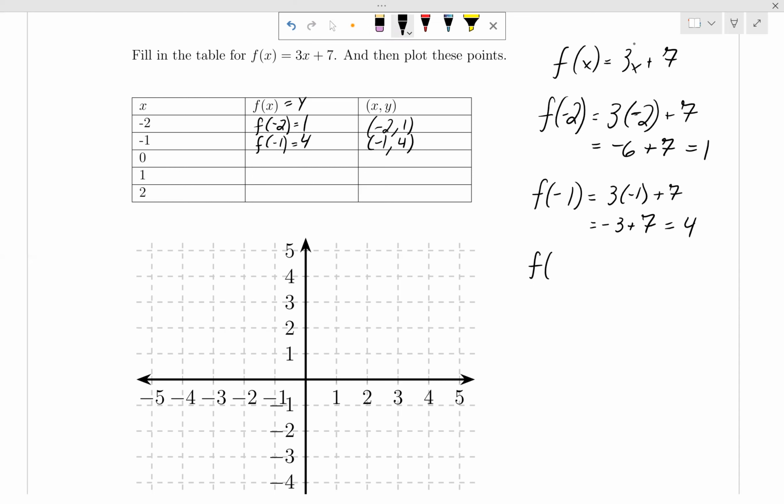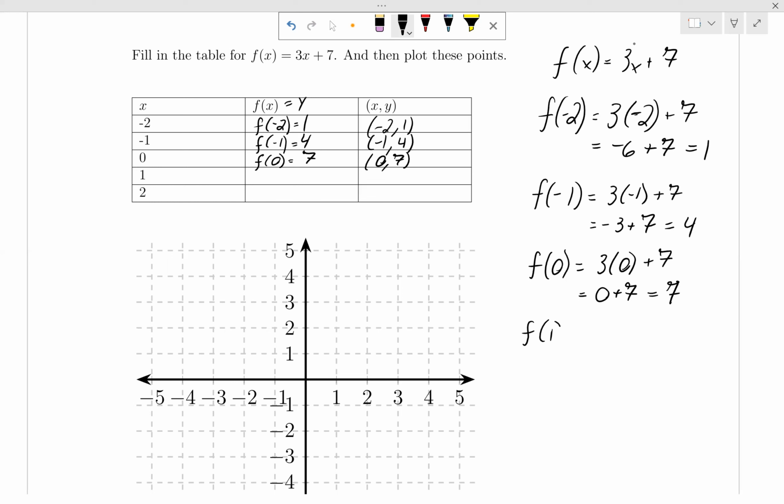Now we're going to plug in 0. F of 0 is equal to 3 times 0 plus 7, which is 0 plus 7, which is just 7. So f of 0 equals 7, and we get the point 0, 7.